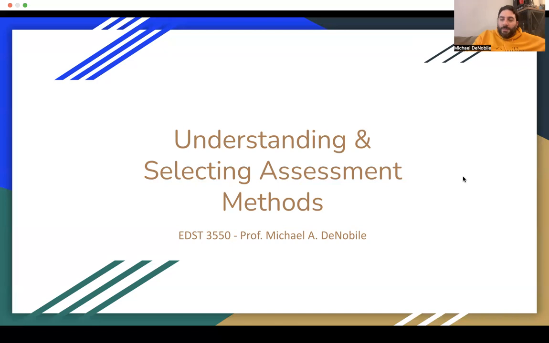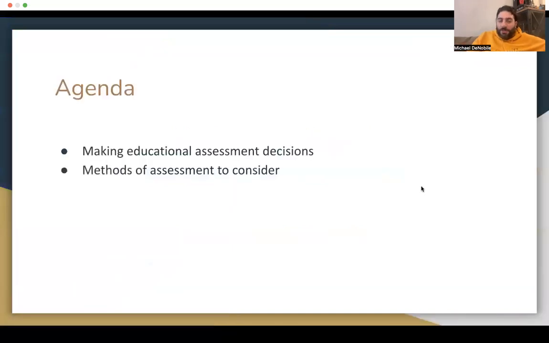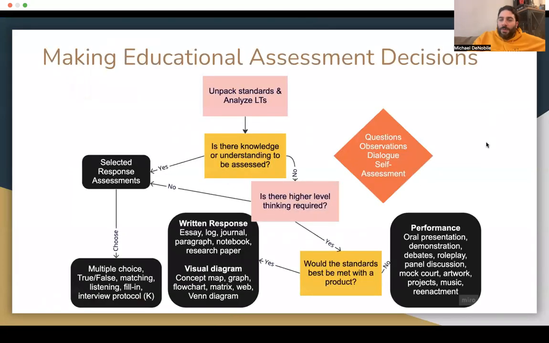With that said, this particular episode is going to be pretty short. We're only covering two things: making educational assessment decisions and methods of assessment to consider. So this flowchart's like half of this entire presentation. So here we go. Making educational assessment decisions.